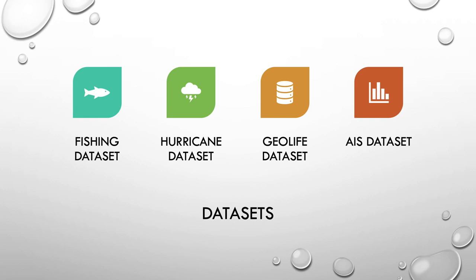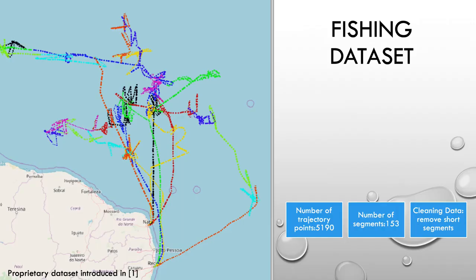We did not use a small AAS dataset for comparing the algorithms because it has been used in debugging and testing our algorithm. This proprietary dataset includes 5,190 trajectory points and 153 segments, and was included in the GRASP-UTS evaluation research. We clean this dataset by removing short segments shorter than a sliding window.